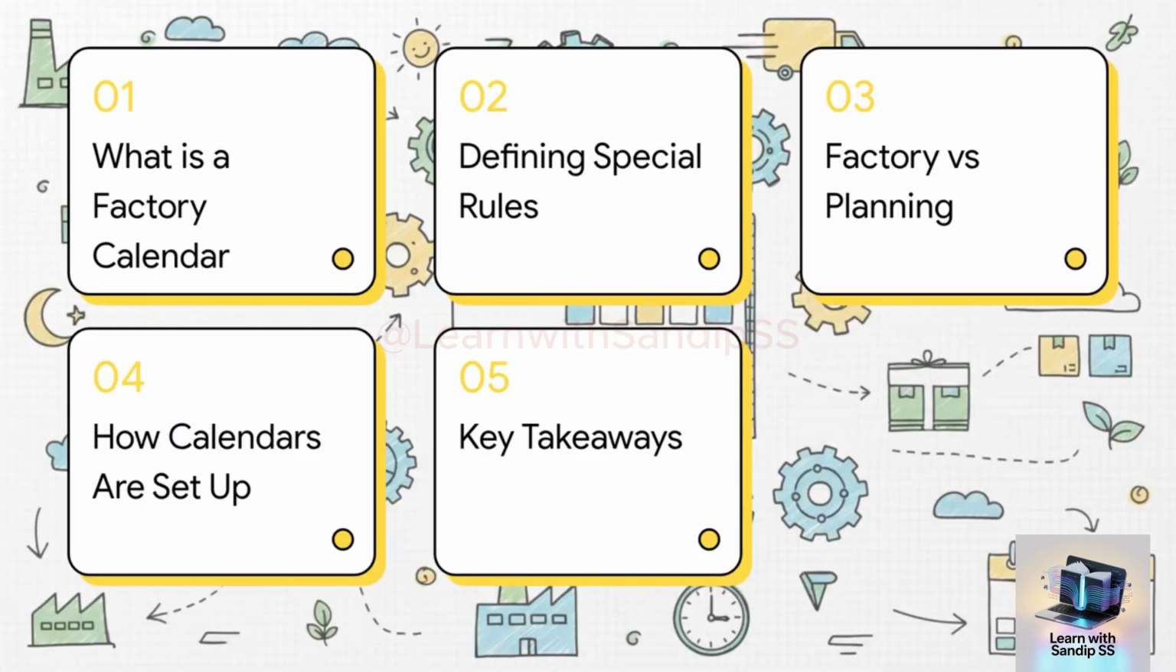So here's what we're going to cover. First, we'll nail down what a factory calendar actually is. Then, we'll get into something called special rules for handling those unique business dates. After that, we are going to clear up a super common point of confusion, factory versus planning calendars. We'll wrap up with a quick look at how they're set up and, of course, the key takeaways you'll want to remember. All right, let's jump right in.